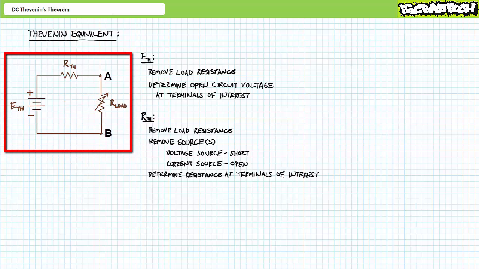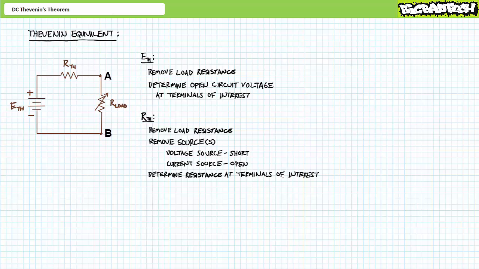The Thevenin's equivalent circuit seen by a load resistor consists of a single voltage source called ETH in series with a single resistor, RTH. These two components are hooked to the nodes A and B, supplying the load resistor R load. To simplify a complicated circuit to its Thevenin's equivalent, we need to solve for these quantities, ETH and RTH, using two separate steps.